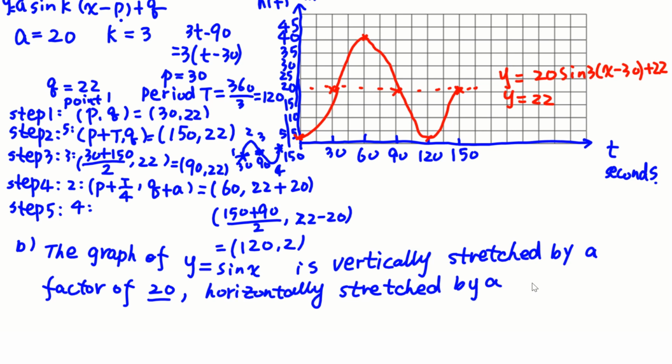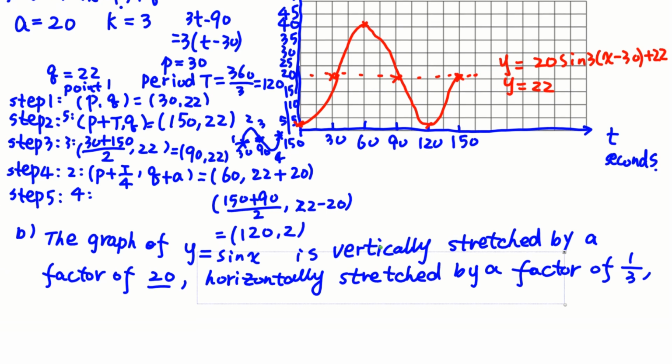By a factor of, now you will see, before it's 360, now it's 120, so it's 1 over k, 1 divided by 3. 360 times 1 over 3. And after that, translated, the P, Q. Translated, the starting point is right 30, up 22.